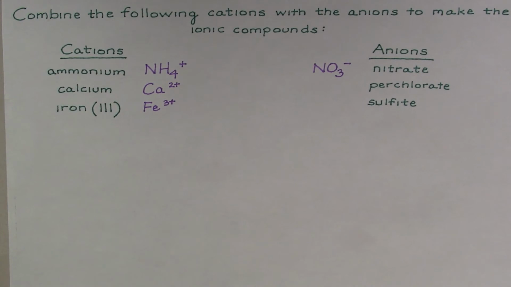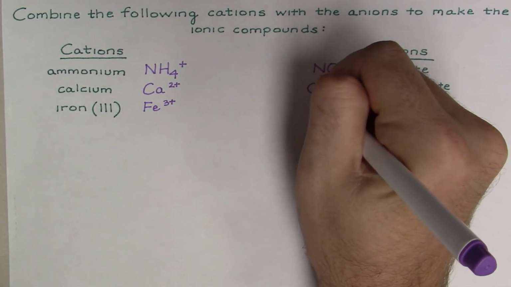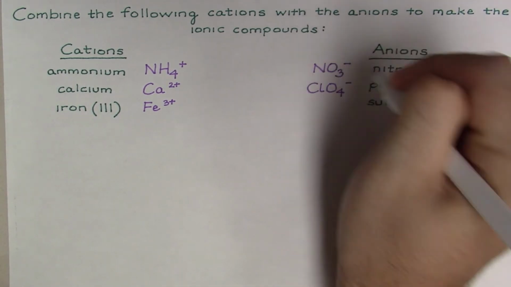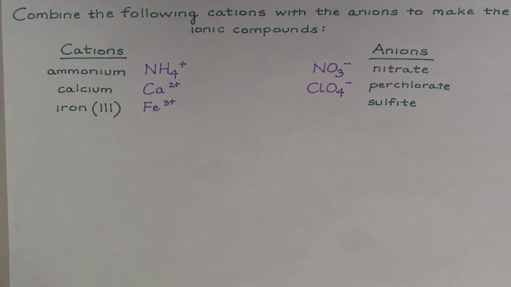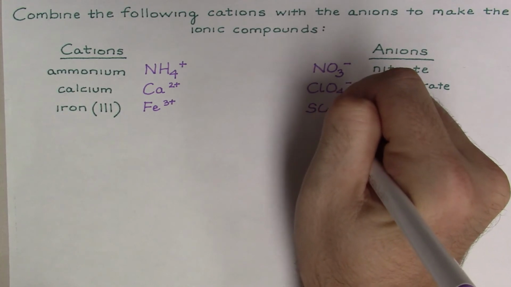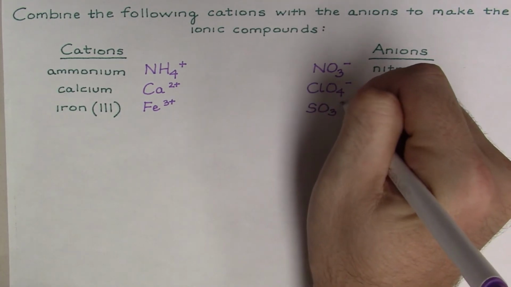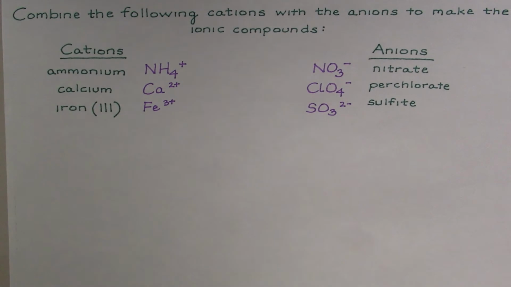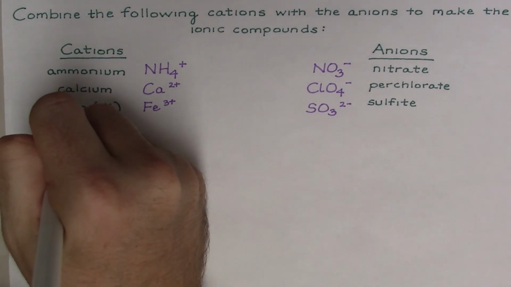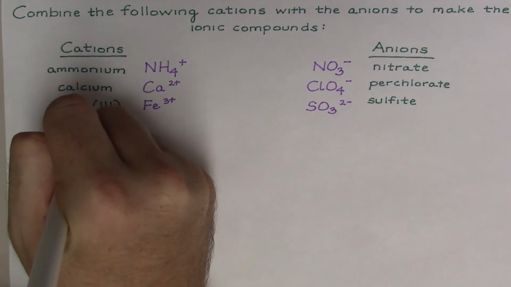Perchlorate is part of the chlorate-chlorite family, and that is ClO4 1-. This is what we call an oxyanion. Finally, we have sulfite, which is SO3 2-. This differs from sulfate, which is SO4 2-. We have lost one of the oxygens. So now we can do the exact same thing that we did in the last problem. So the first thing we want to do is take ammonium and mix it with our 3 anions.